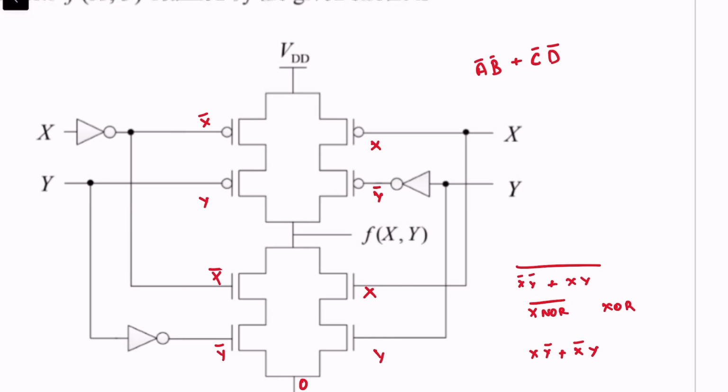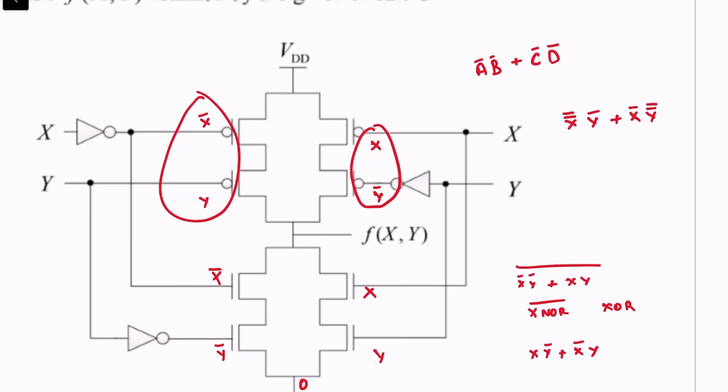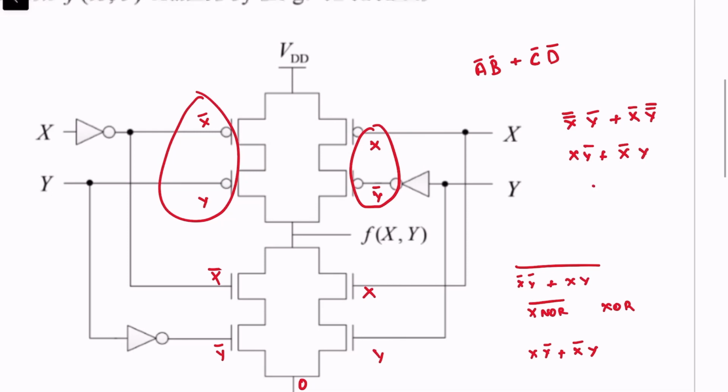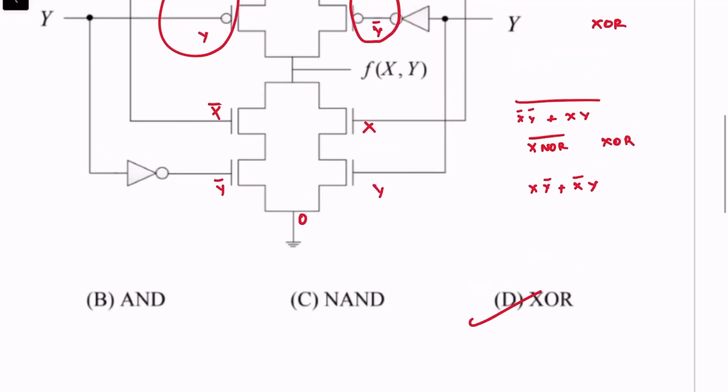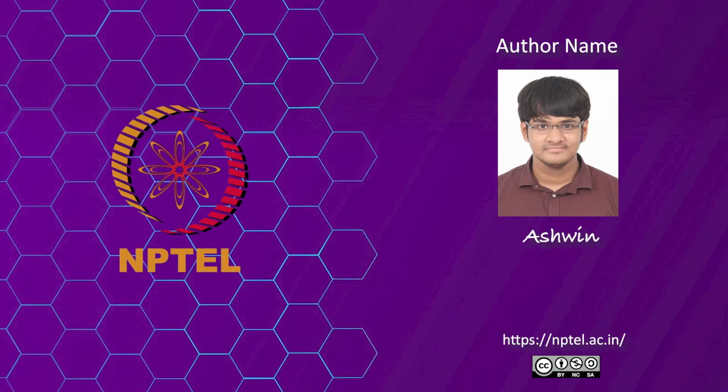So we get X bar the whole bar, Y bar, that is this, plus this, which is X bar Y bar the whole bar, which is of course simply XY bar plus X bar Y. And this is also the expression for XOR. Thus the correct answer is D.